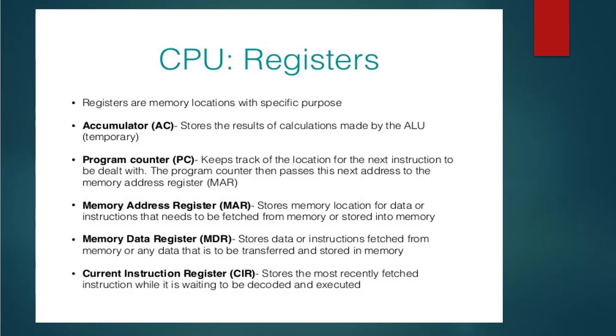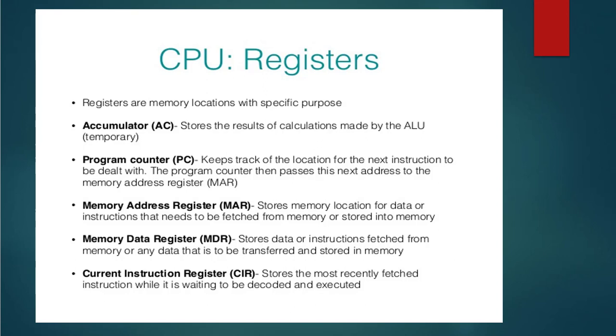Accumulator stores the result of calculations made by the ALU. Program counter keeps track of the location for the next instruction to be dealt with. The program counter then passes the next address to the memory address register.